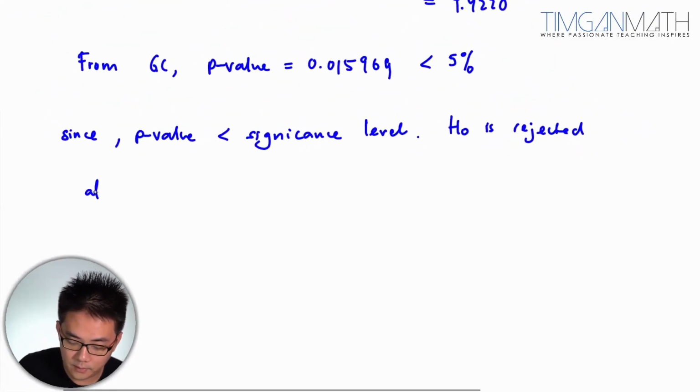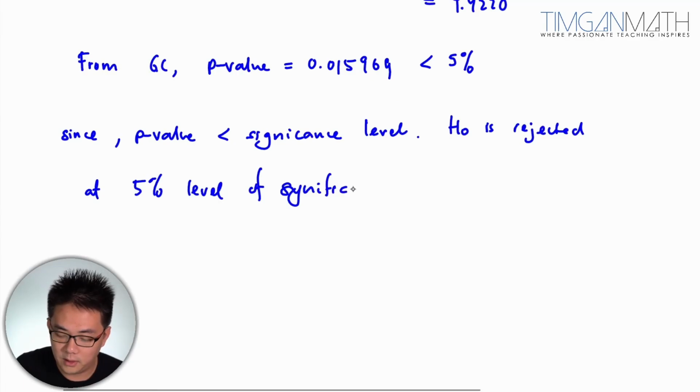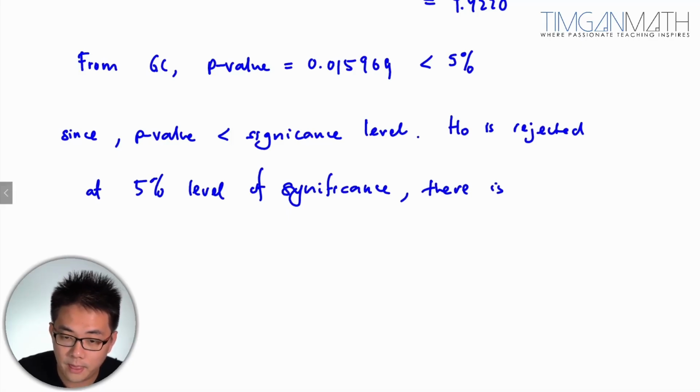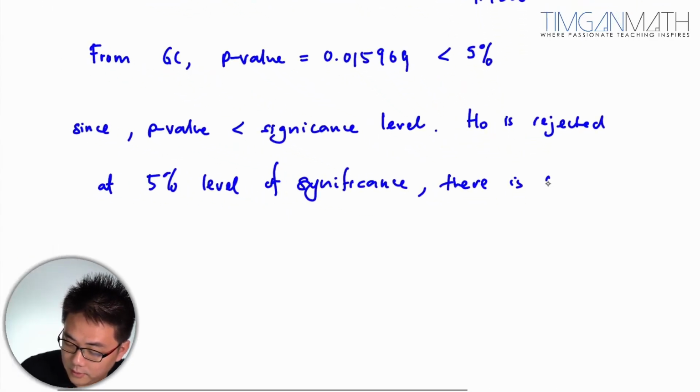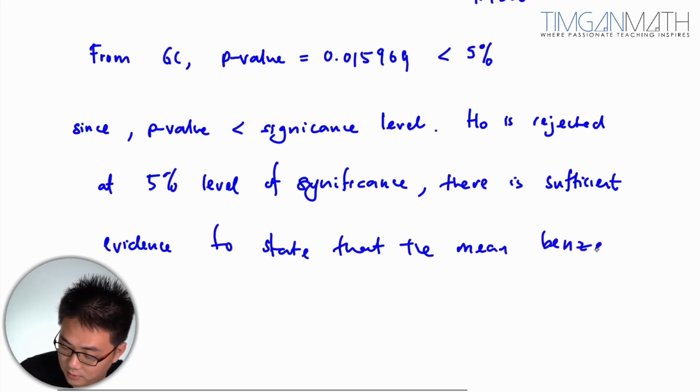At the 5% level of significance, there is sufficient evidence to state that the mean benzene level has decreased.